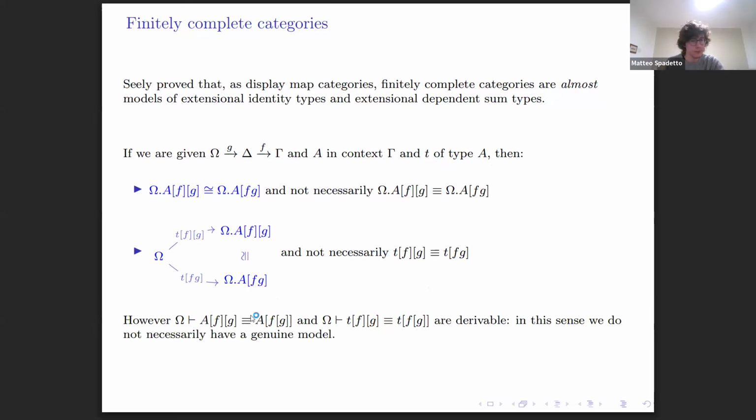While, in this case, extensional Martin-Löf type theory always deduces these judgments whenever A is a type and t is a term of A. It means that a finitely complete category doesn't behave in a fully sound way with respect to some structural rule of dependent type theory.